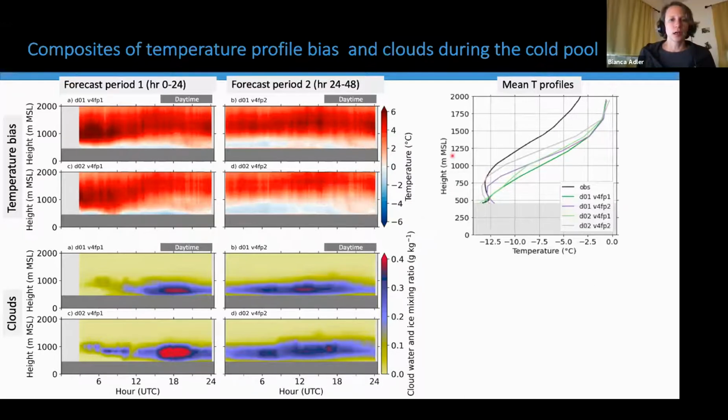So when we look at cloud water and ice mixing ratio for the different forecast periods, as shown here at the bottom, it's evident that clouds are much more continuous during forecast period 2, during day and nighttime. When we look at forecast period 1, we see that during nighttime, the clouds were much less consistent, and they only intensify after sunrise, and then they persist throughout the day until midnight, until the next forecast period.